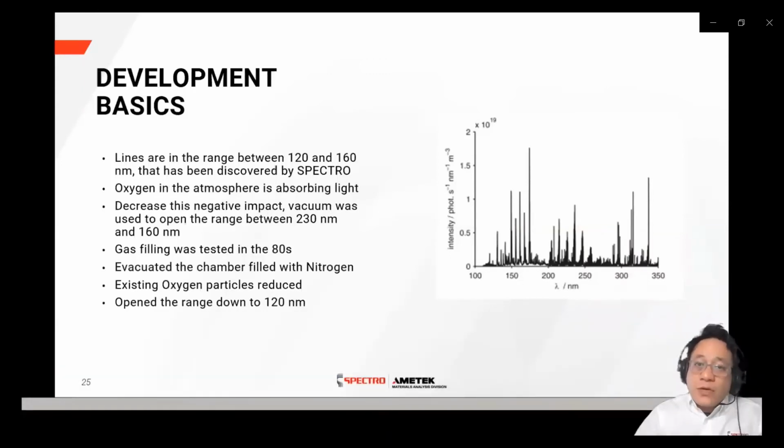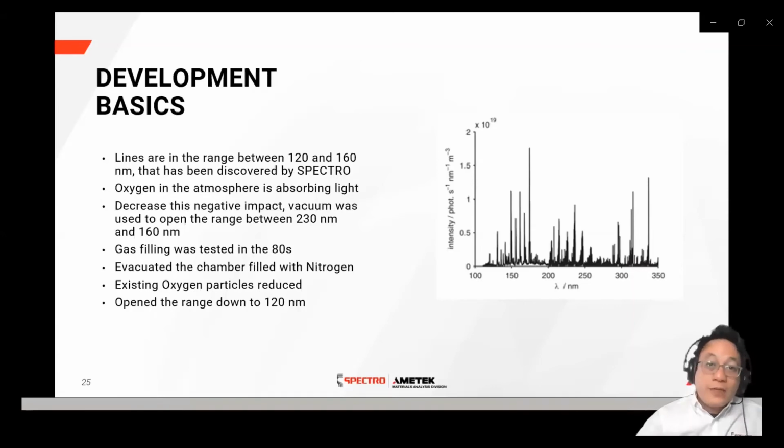For those who are not familiar with OES, oxygen in the atmosphere is absorbing light, especially UV. To decrease this negative impact, vacuum was used to open the range between 160 to 230 nanometer for important elements such as carbon, phosphorus, sulfur, and boron. In the late 80s, gas filling was tested.